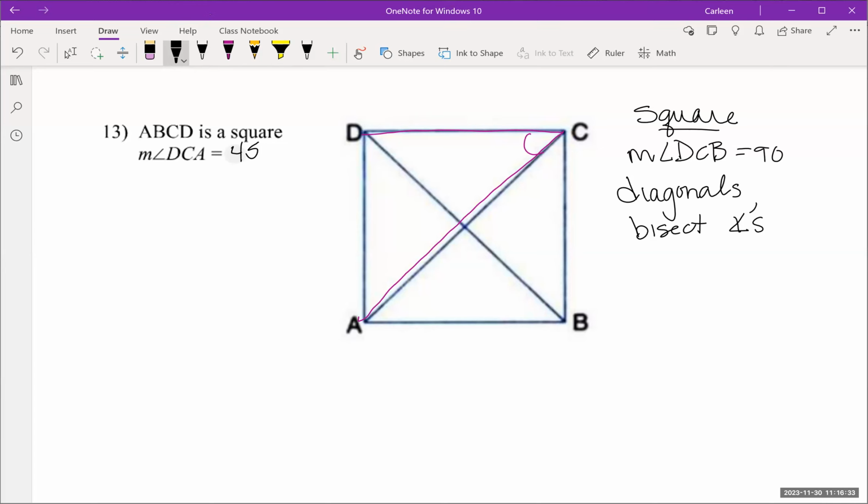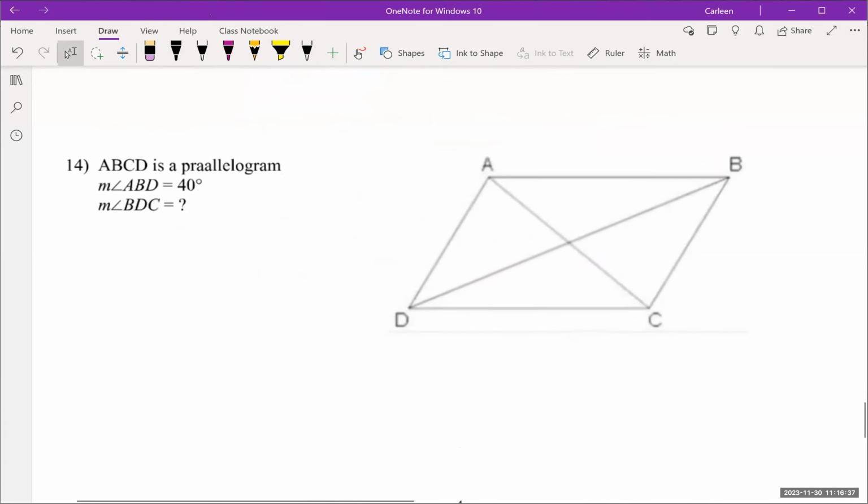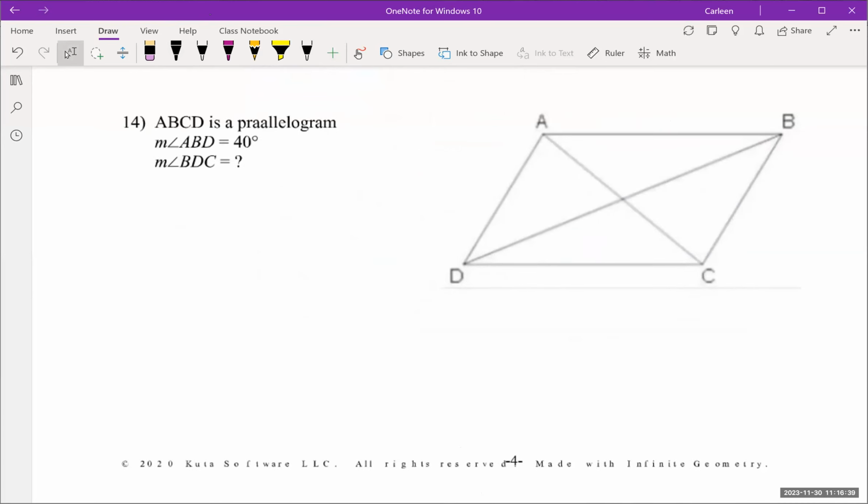Okay. Now this is actually easier to do in a traditional classroom where you're doing one thing a day. And wow, parallelogram. We are doing a whole week's worth. Parallelogram.